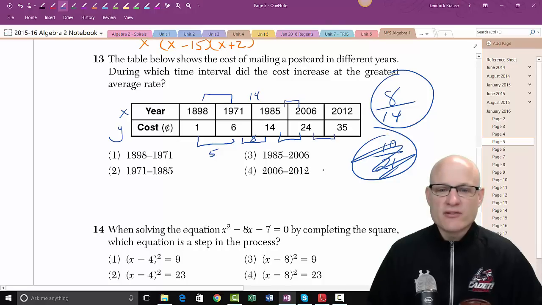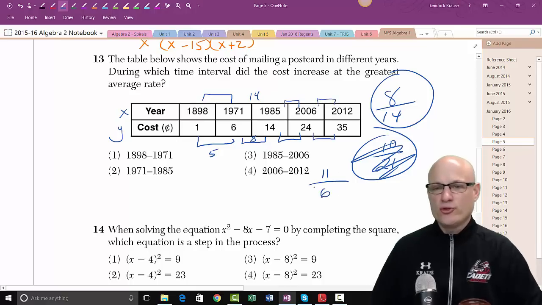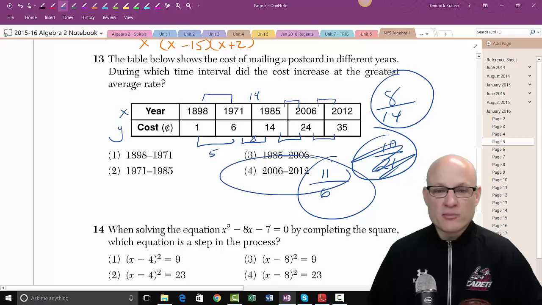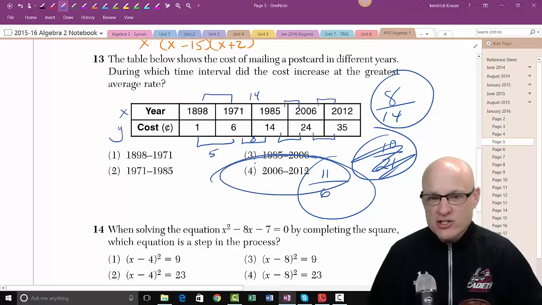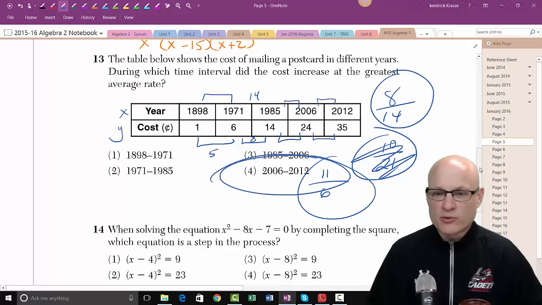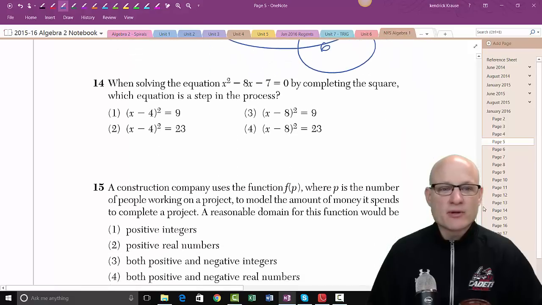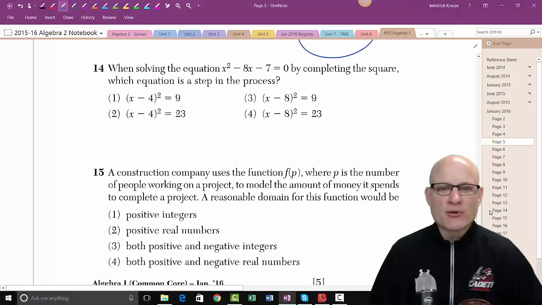And this is 11 years, and it went up over 6. Oh, this is almost 2. This is almost 2. This is much, much bigger. This is the biggest average rate of change. I'm just trying to find the slope. What I'm doing is just finding slope between the two. All right, we're done with that problem.